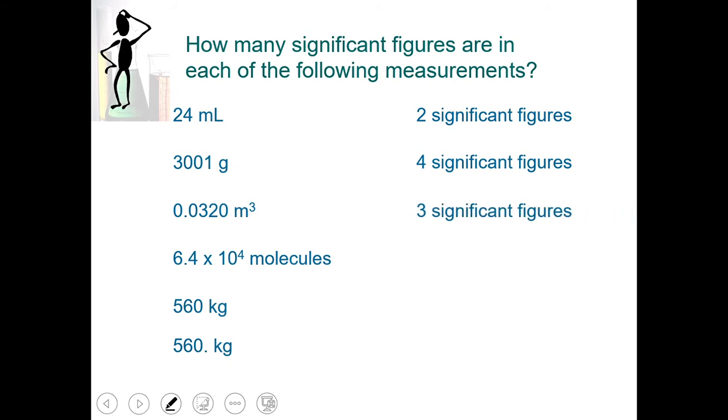Next one, 6.4 times 10 to the 4 molecules. We only count the coefficient, right, the 6.4, so that'll be 2 sig figs. Now the next two give you an example of what I just said earlier. The first value, 560, doesn't have a decimal period, so I'm going to count from the right to the left. My first non-zero digit is the 6, so that means that only the 6 and the 5 count, so there'll be 2 sig figs in here.